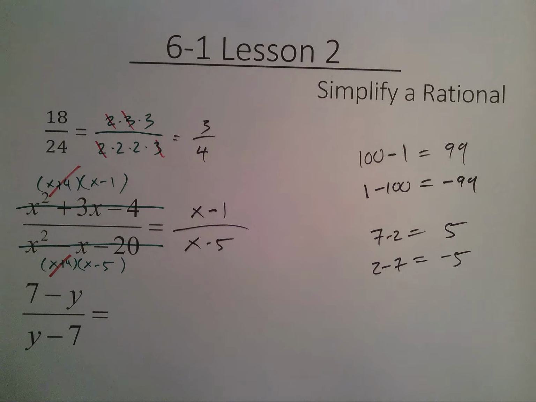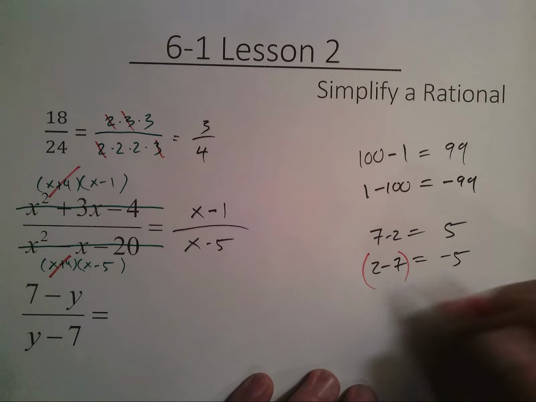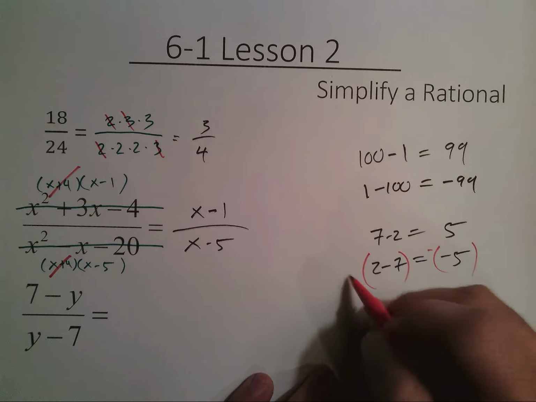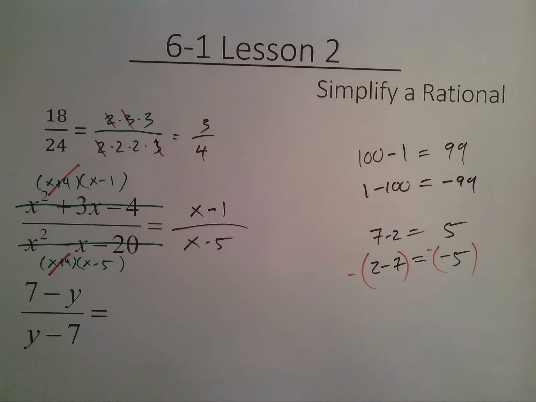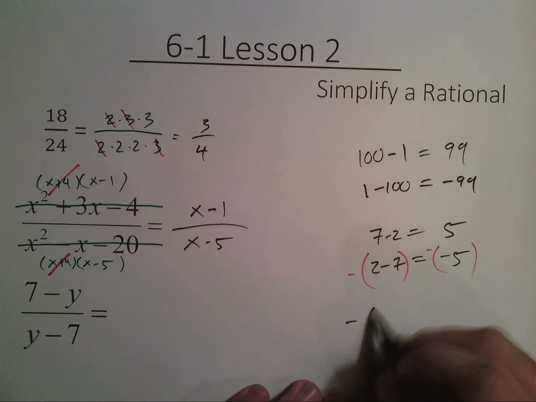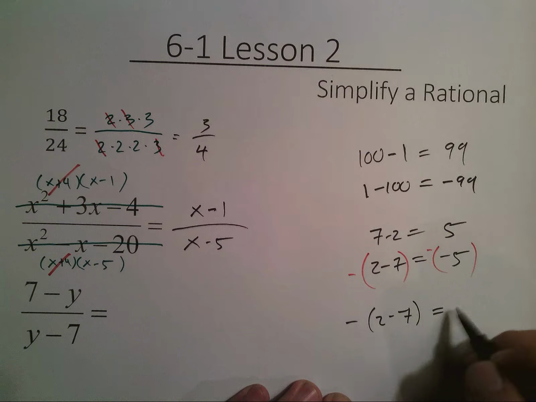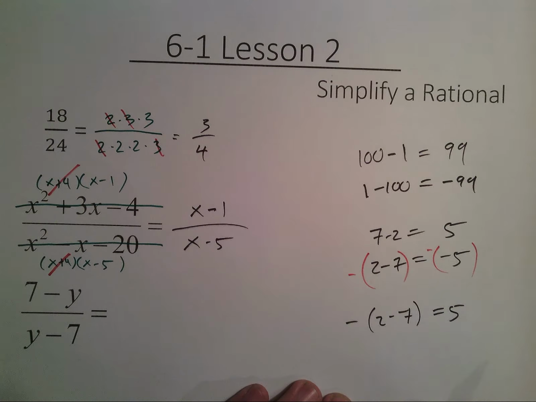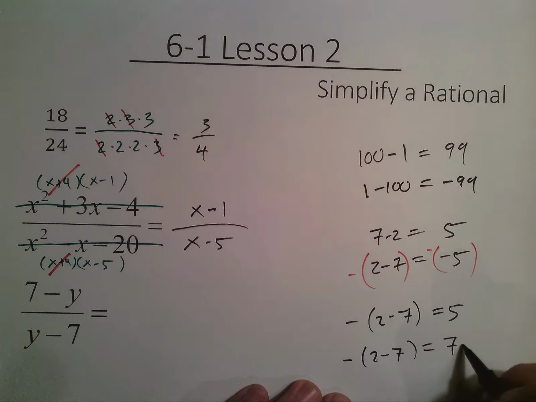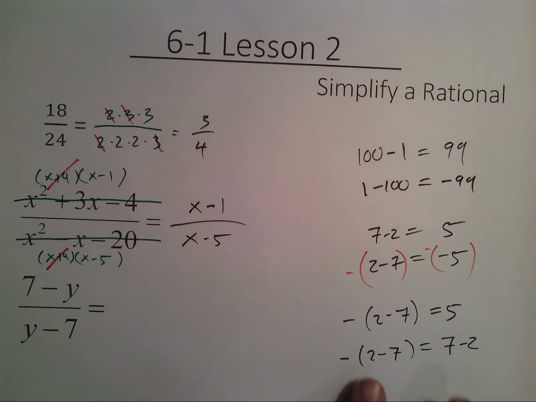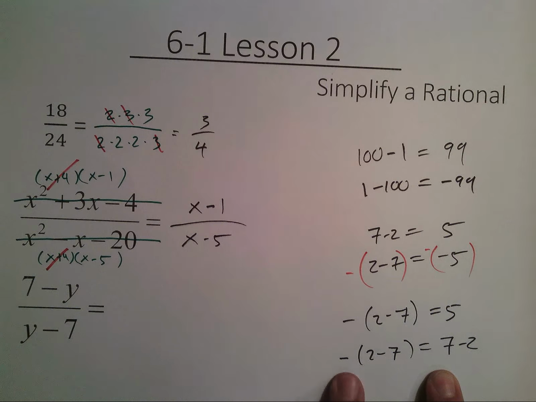Now we can use this to our advantage, and do you see the 2 minus 7 equals negative 5? If I multiplied both sides by negative 1, what I end up with is negative 2 minus 7 is equal to 5. Negative and negative. But wait a second. Essentially what I've just said is negative 2 minus 7 is equal to 7 minus 2. Do you see that between the left side and the right side? I've changed the order, and I ended up with that negative on the outside.